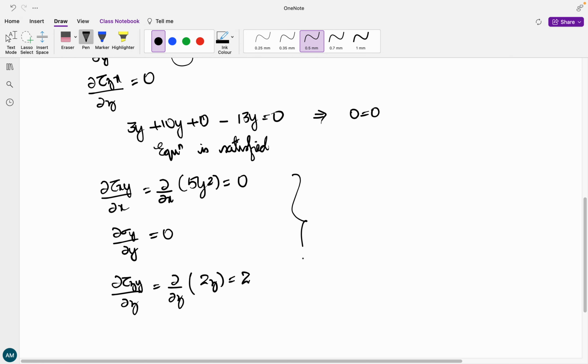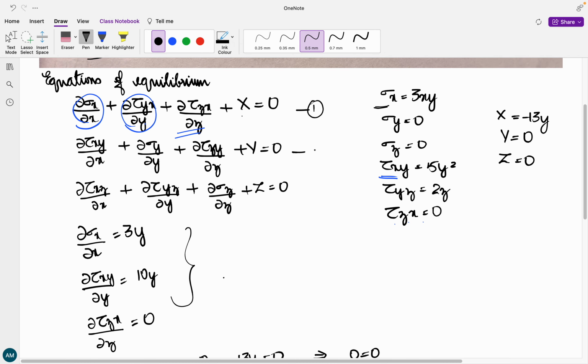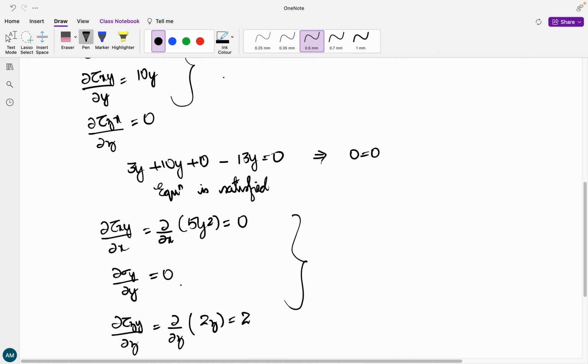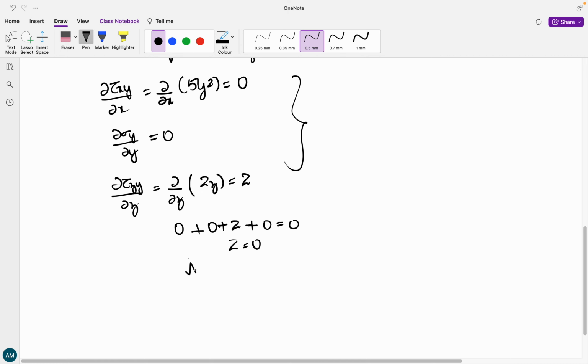Let us substitute all of this along with the body force component of y being 0 into the second equation. So it's going to be 0 plus 0 plus 2 plus 0 equals 0. This is how it is going to be once you substitute it. Here you can see that 2 equals 0. That is what we are going to get. Hence, not satisfied. After every equation we need to write this, whether it is satisfied or not satisfied.